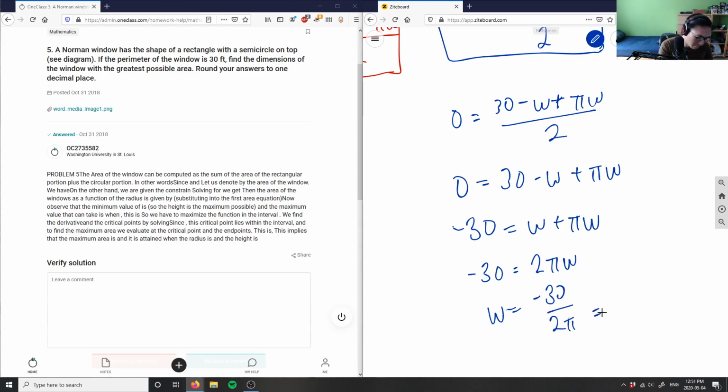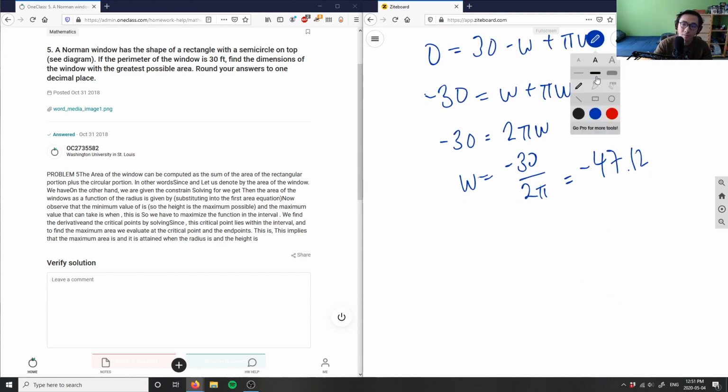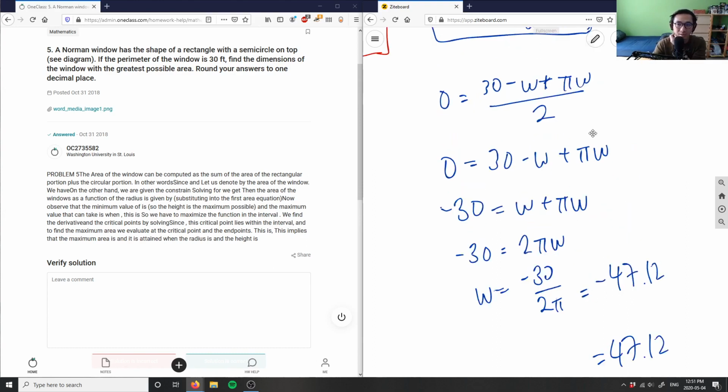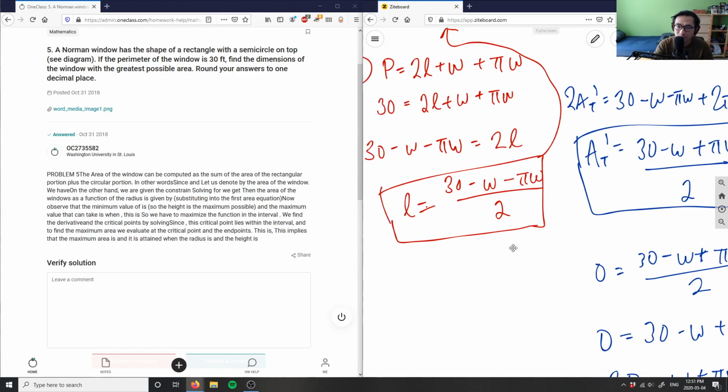So negative 30 divided by 2 times pi would give me negative 15 pi, which is negative 47.12. And of course, width can't be negative, right? Width can never be negative. So it means that in this case, width has to be positive. So 47.12 would be my width. And then what I can do is substitute this for my length.